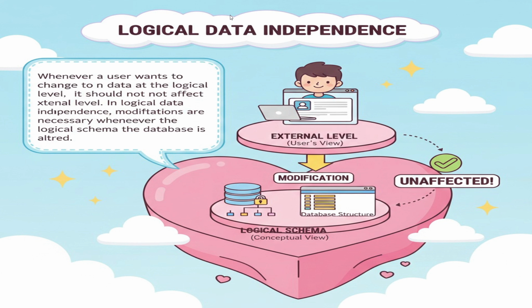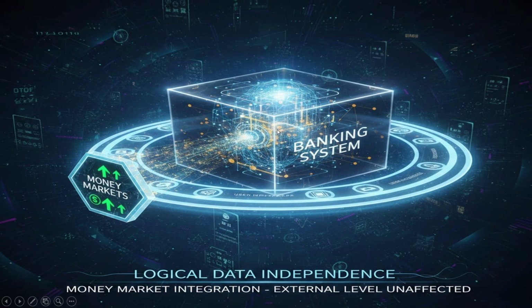In logical data independence, modifications are necessary whenever the logical structure of the database is altered. The example for logical data independence is when a money market is added to the banking system. The banking system already exists, and we are adding the money market to the existing banking system. By adding this, the external level should not be affected by the change in the logical level. It will not cause the application program to be rewritten. That's all about data abstraction and data independence.